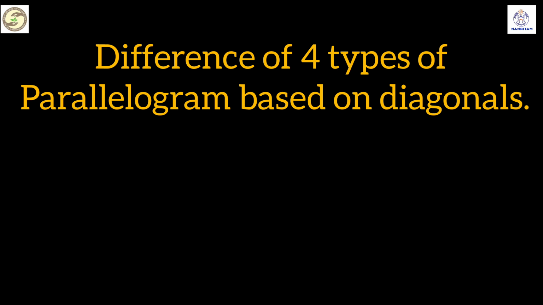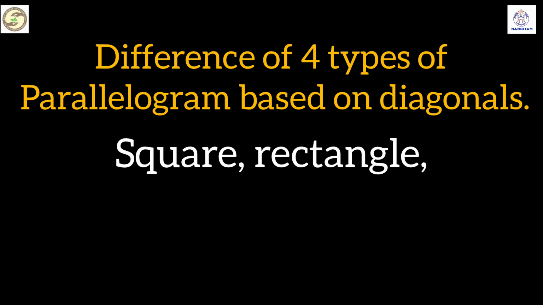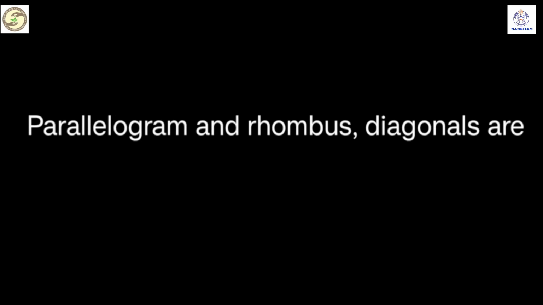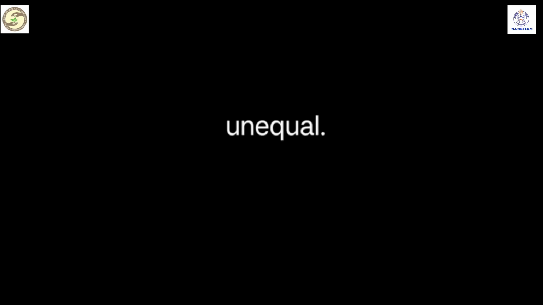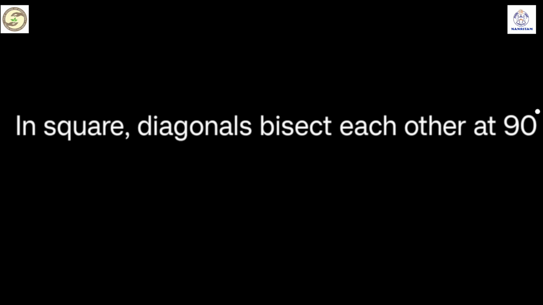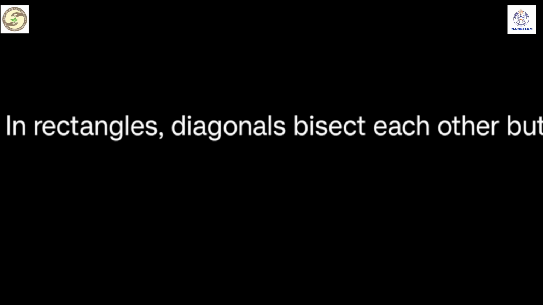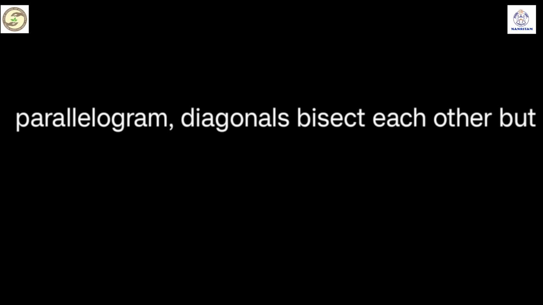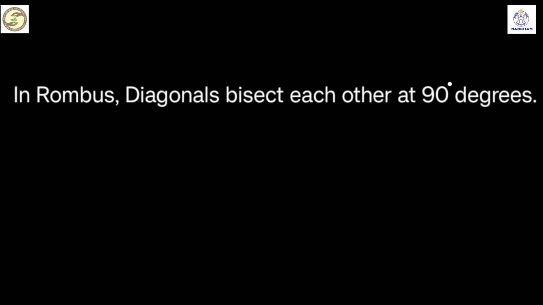Difference of four types of parallelogram based on square, rectangle, parallelogram and rhombus. With square and rectangle, diagonals are equal. Parallelogram and rhombus, diagonals are unequal. Between square and rectangle, in square, diagonals bisect each other at 90 degrees. In rectangles, diagonals bisect each other but not at 90 degrees. Between parallelogram and rhombus, in parallelogram, diagonals bisect each other but not at 90 degrees. In rhombus, diagonals bisect each other at 90 degrees.